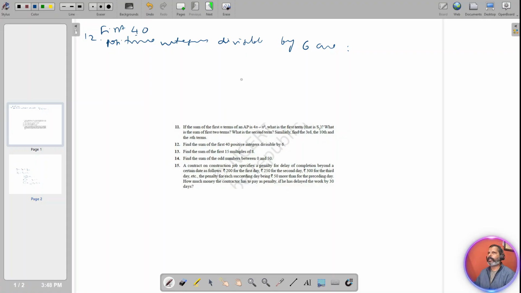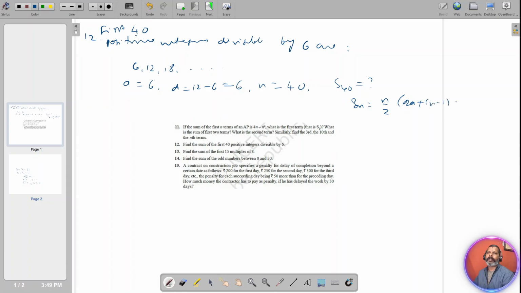40 positive integers divisible by 6 are 6, 12, 18, right? Here A is 6. D is 12 minus 6, which is 6. N is equal to 40. S40 they want. So Sn is equal to n by 2 into 2a plus n minus 1 into D.